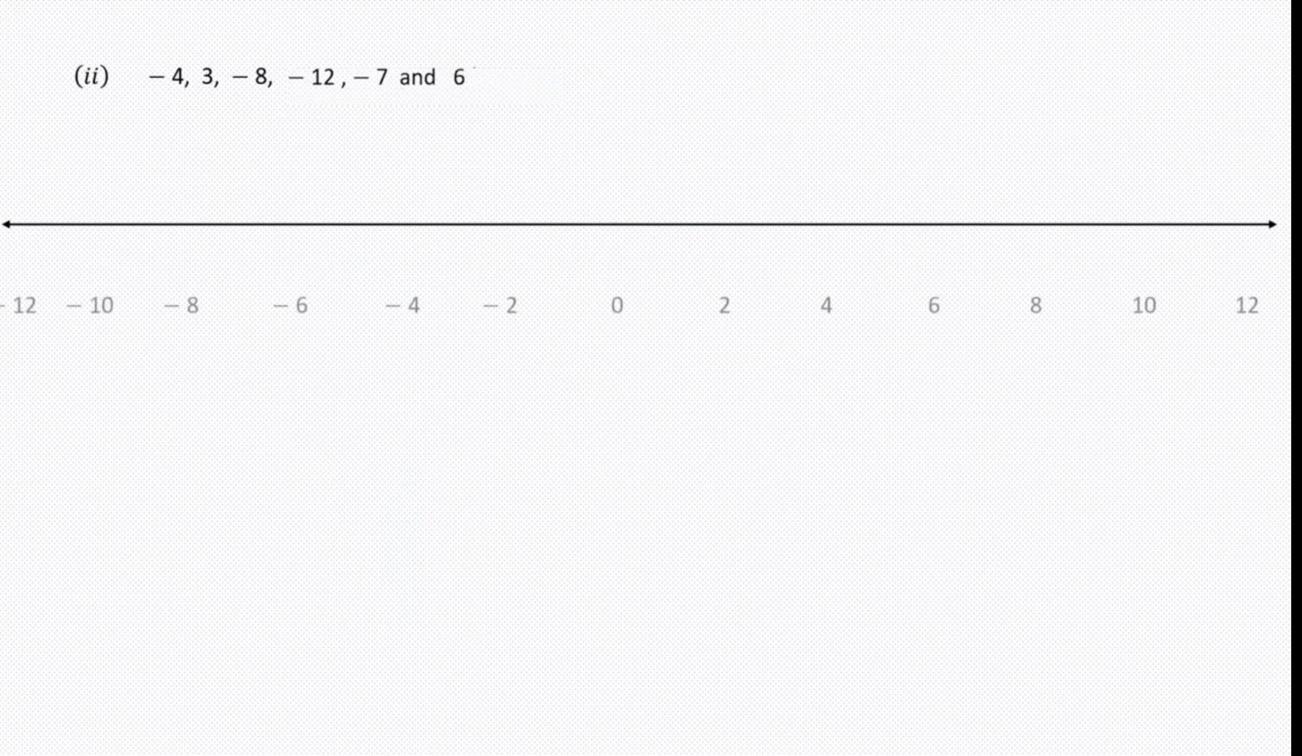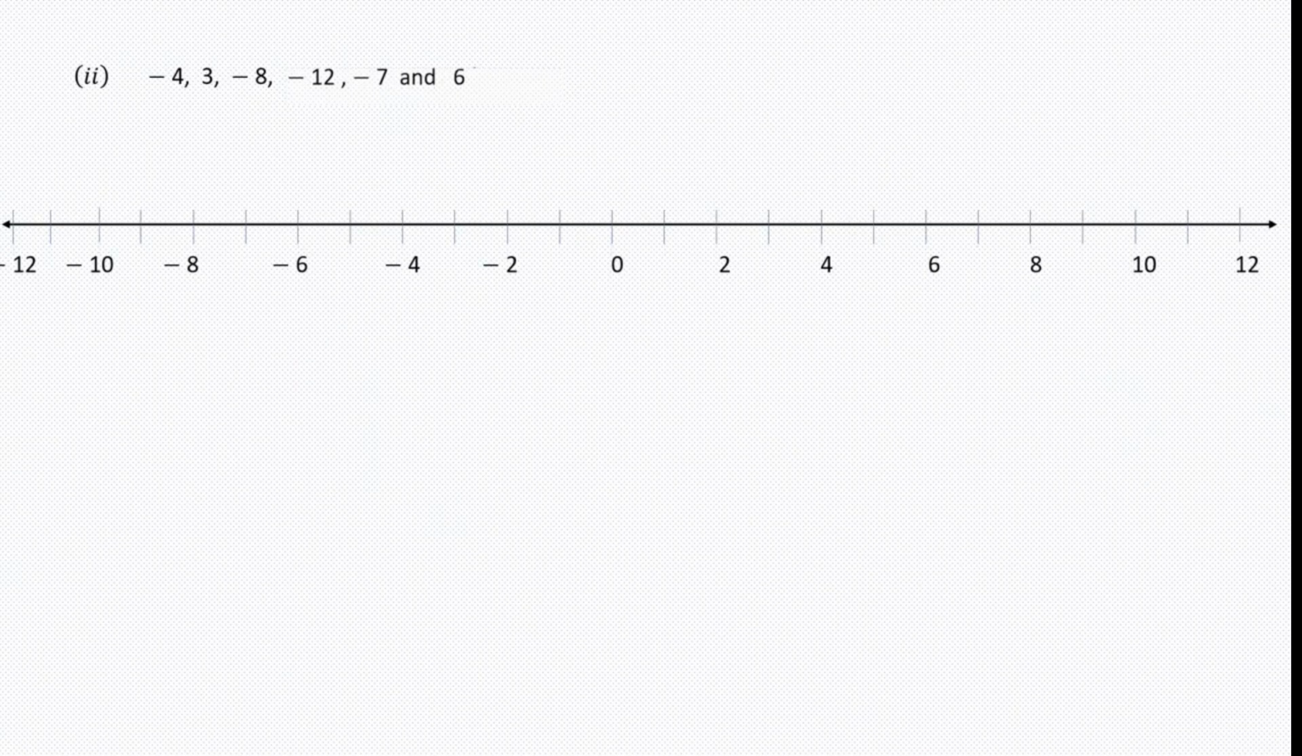Next question, number line first. Write down all your numbers and let's start marking these. -4, a negative number on the left hand side of 0. 3 on the right of 0, between 2 and 4. -8 on the negative side here, left side. -12, negative, left side. -7, negative, left side. And 6, positive on the right side.